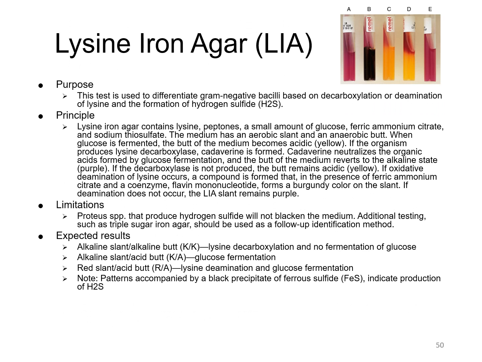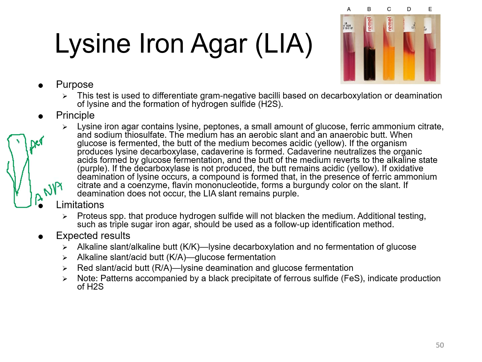The lysine iron agar is used to differentiate gram-negative bacilli based on their ability of decarboxylation or deamination of the lysine, and their ability to form the hydrogen sulfide, or the H2S. So this agar is made into a slant. It actually contains the lysine within the agar. And so with this slant, you've created an aerobic environment up top, and then the bottom is an anaerobic environment.